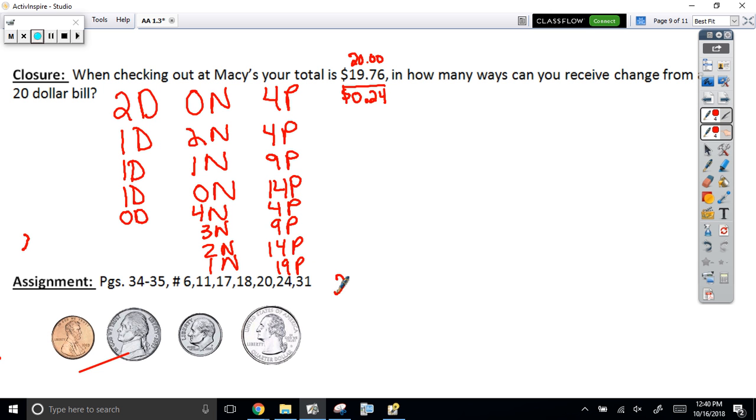And then a lot of you will forget the 24 pennies. So a lot of you will get all of them, and then you'll forget that you could get all pennies. So we should count them up. 1, 2, 3, 4, 5, 6, 7, 8, 9. So 9 ways.